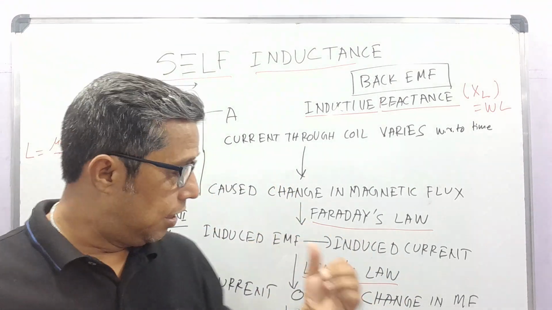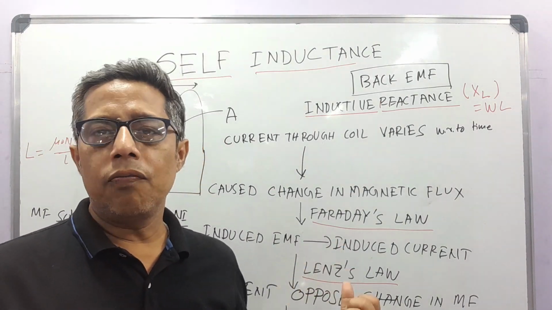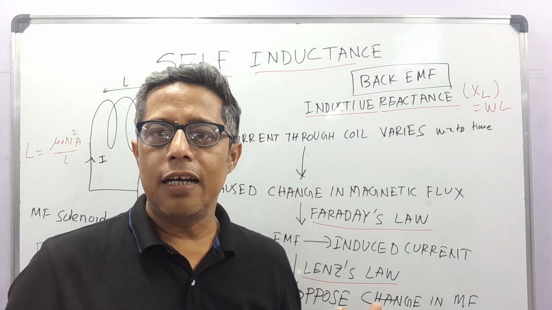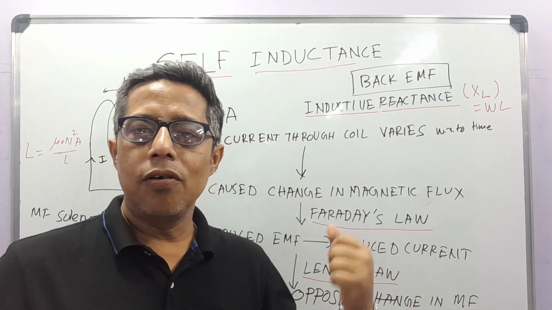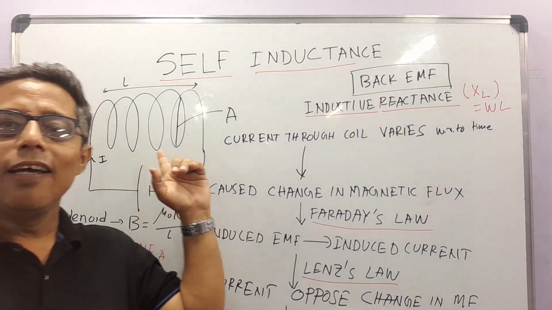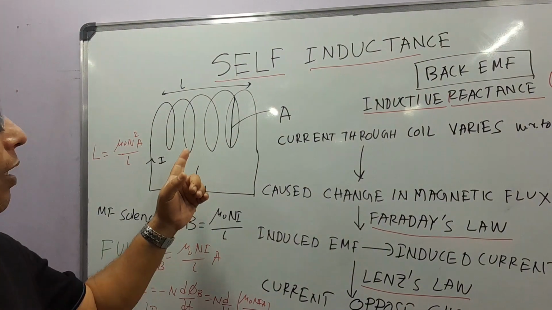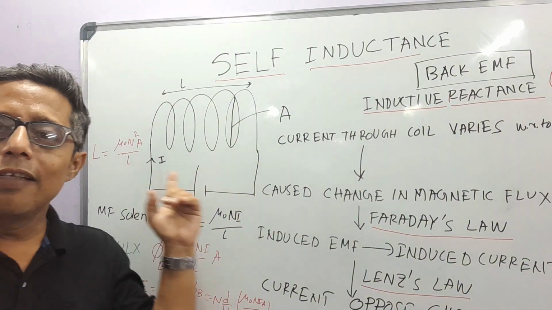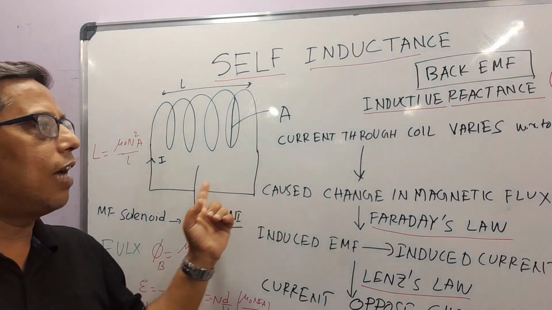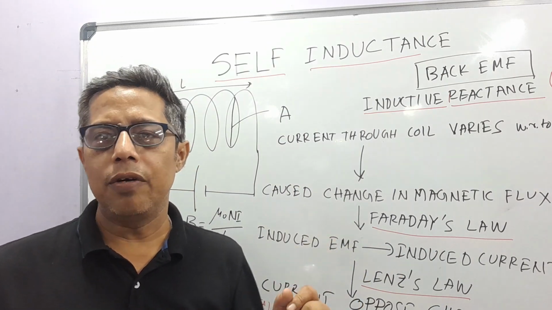Now the new current will oppose the change in the flux. That means it will actually be opposing the change in current, right? So Lenz's law and Faraday's law are coming in here. What is the net result? The net result is that in this coil, whenever the current is getting changed, it gets an opposition, it gets an inertia. That's the back EMF. That's called back EMF.